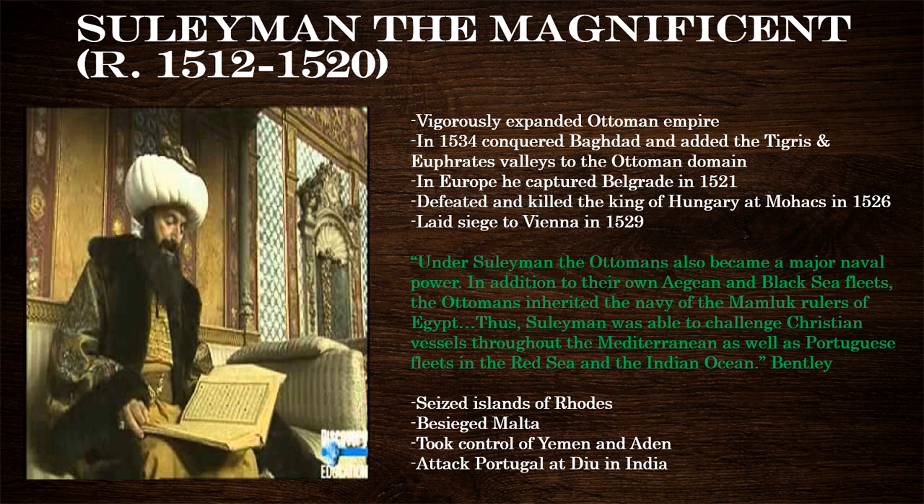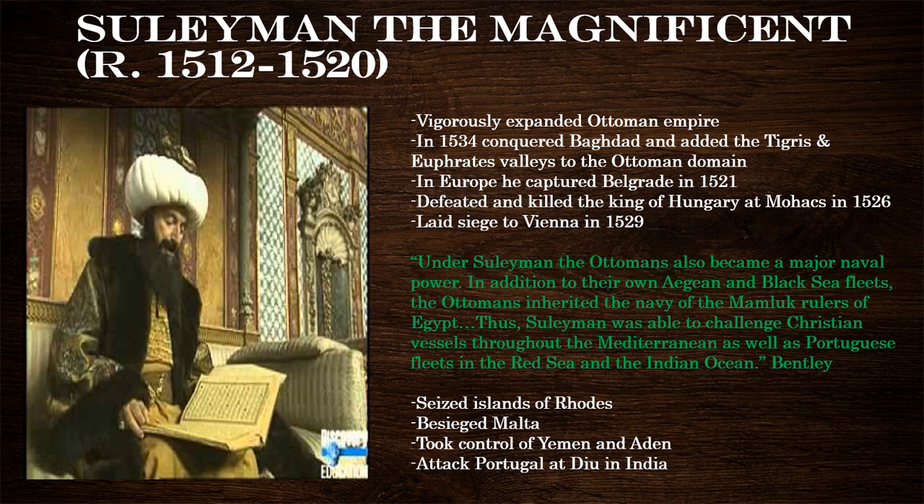The Ottomans are certainly making their presence in the world known. Bentley says, under Suleiman, the Ottomans also became a major naval power. In addition to their own Aegean and Black Sea fleets, the Ottomans inherited the navy of the Mamluk rulers of Egypt when they conquered them. Thus, Suleiman was able to challenge Christian vessels throughout the Mediterranean, as well as Portuguese fleets in the Red Sea and the Indian Ocean.